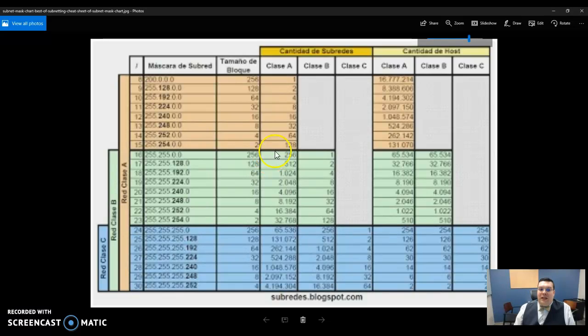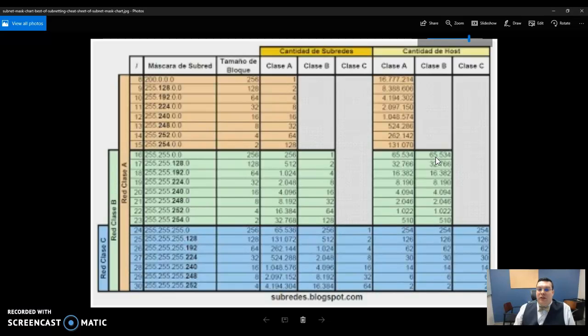for the Class A host within the Class A. One Class A subnet, we'd have 16 million. Two Class A subnets, we'd have half that. Within the third Class A /10, we have 4 subnets, each with 4,000. So you kind of see how these correlate across. Once we got to a B, we could have 256 subnets, each with 65,000.